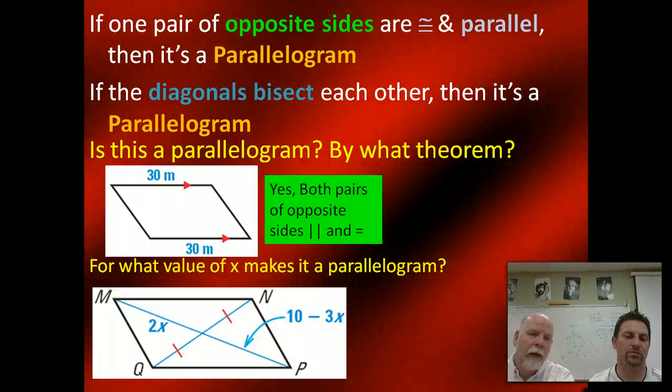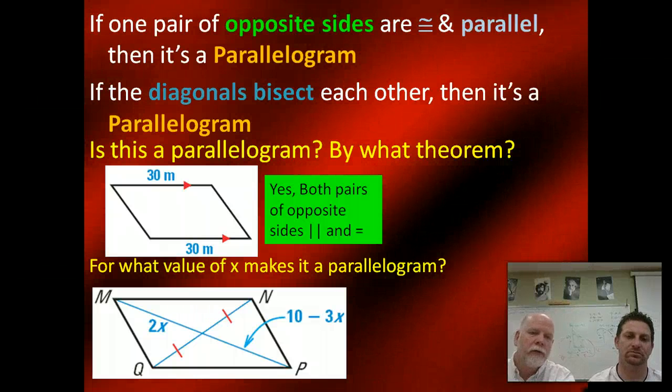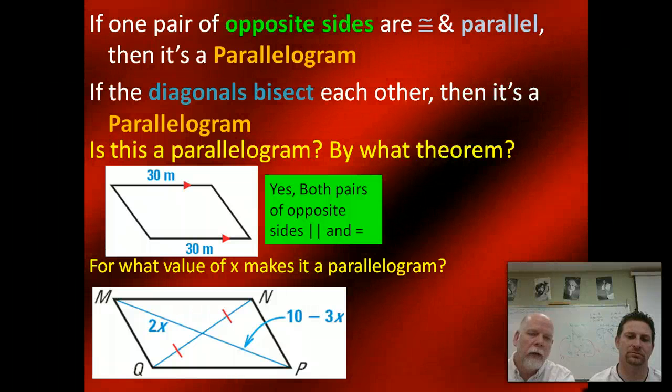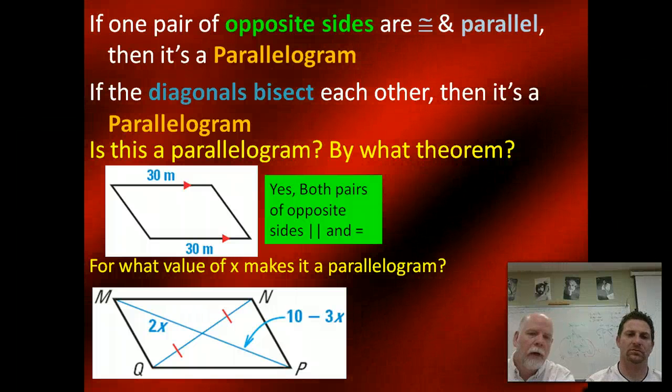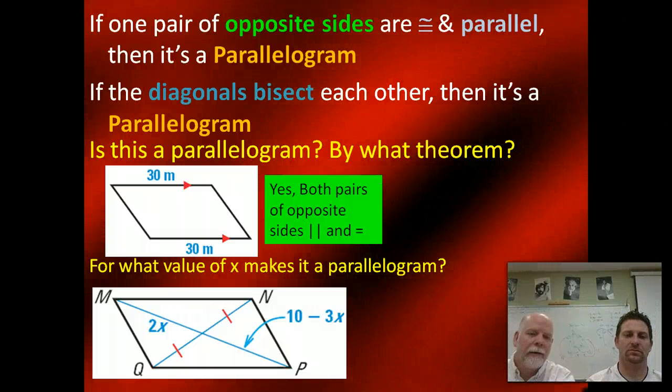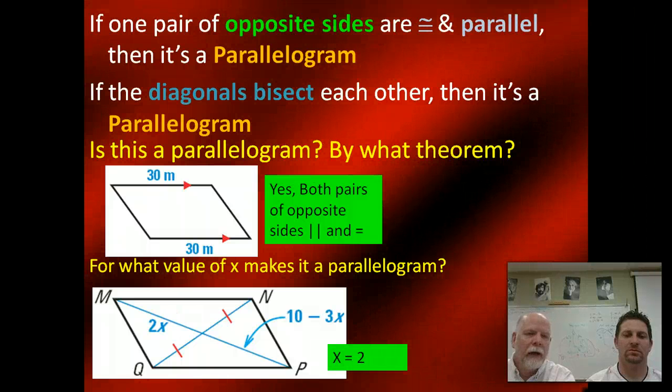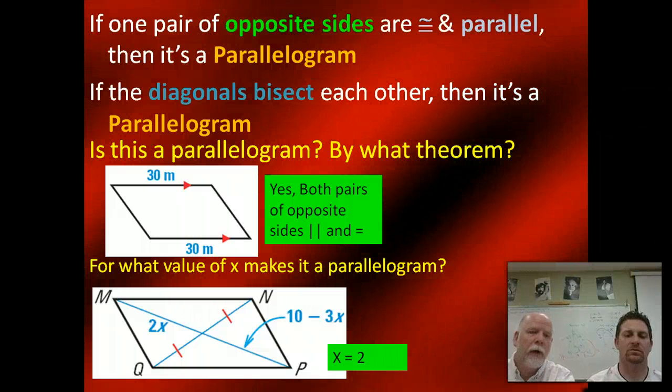So if we're looking for a value that would make it bisected, we would set those equal to each other. So if we set 2x equal to 10 minus 3x, add 3x to both sides, we get 5x is equal to 10. And so if we divide both sides by 5, we would get x is equal to 2. And so if x equals 2, then that diagonal MP would be bisected. And so both would be bisected.